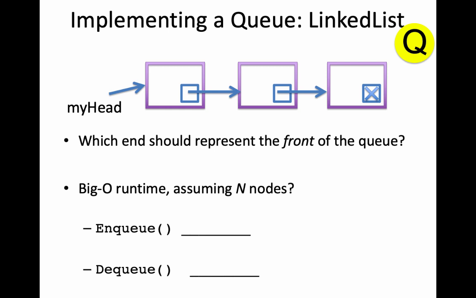Similarly, I want you to think about, if you were implementing a queue using a linked list, which end would represent the front of the queue? And again, assuming you have n nodes, where n's a variable number and it might be super, super big, what would be the Big-O runtime of enqueue or dequeue in that scenario? So do that for both stack and queue, assuming you're using a linked list or something like the list node class that we worked with. And you should pause here, but I'll keep going.